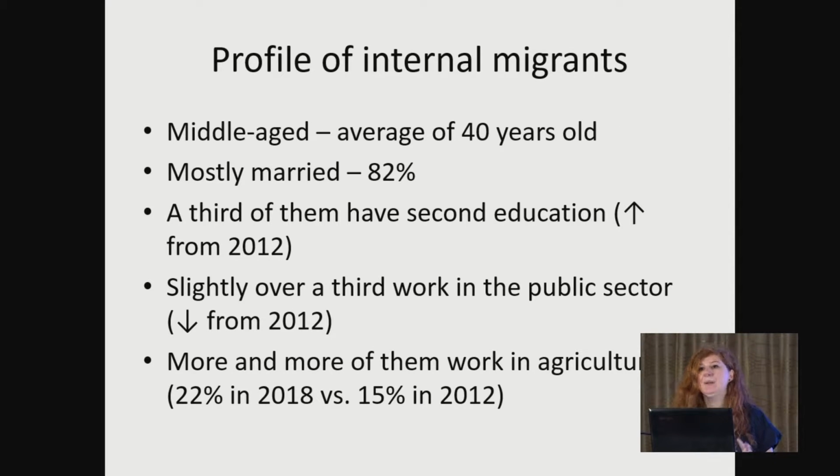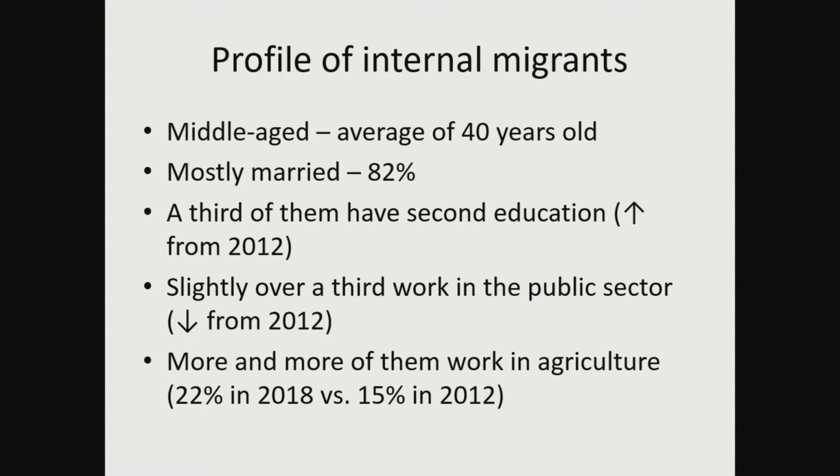Now, what is the typical profile of internal migrants? Of course, most of them are male, they're middle-aged, so we have an average of around 40 years old. Most of them are married. And what's interesting is that compared to 2012, we can see that internal migrants are increasingly those who have a secondary education.